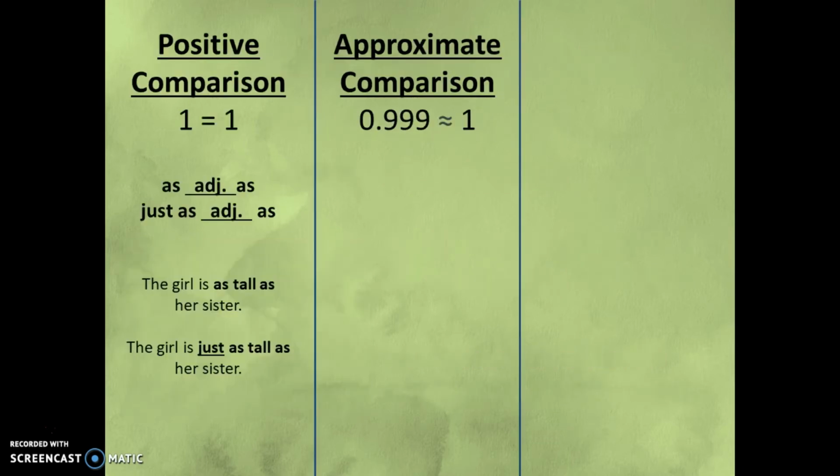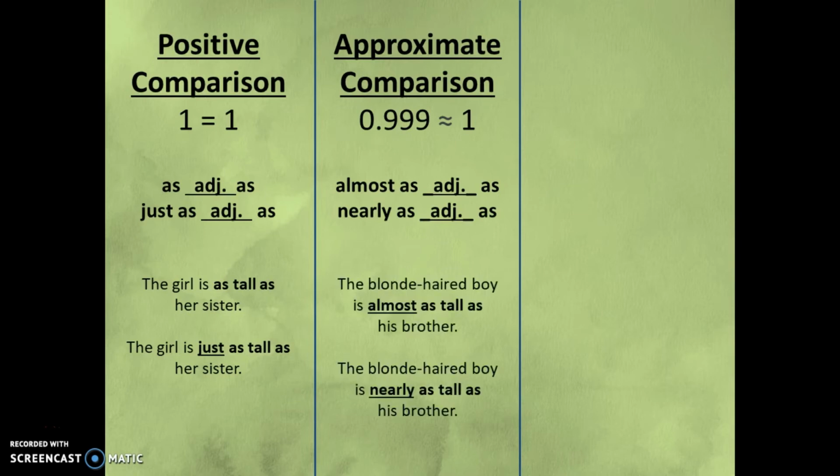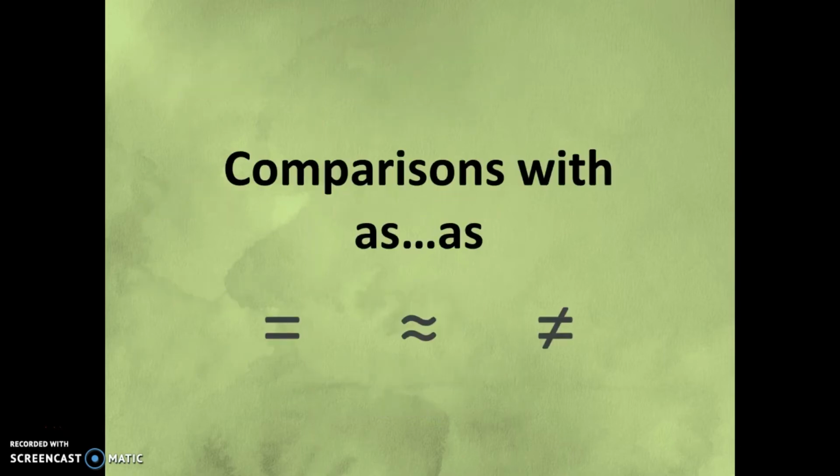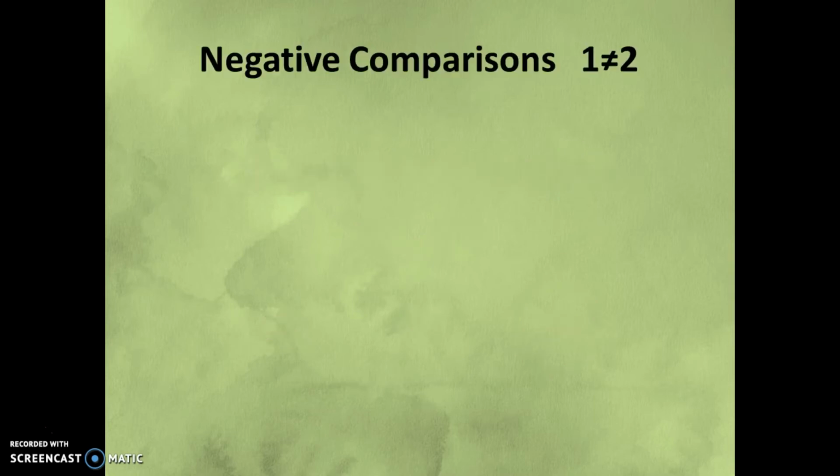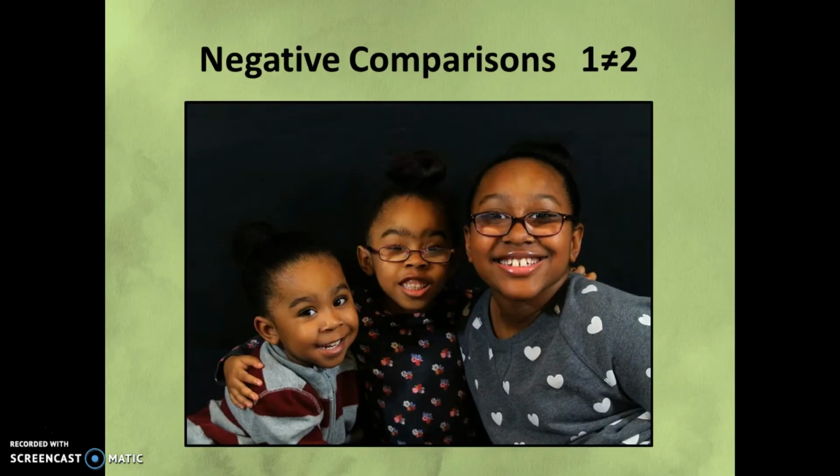So in our approximate comparison column, we have 2 options, almost as or nearly as adjective as. And here are our 2 example sentences from before. Now let's look at our 3rd form, the negative comparison. So again, that's kind of like in math when we're saying 2 things are not equal.